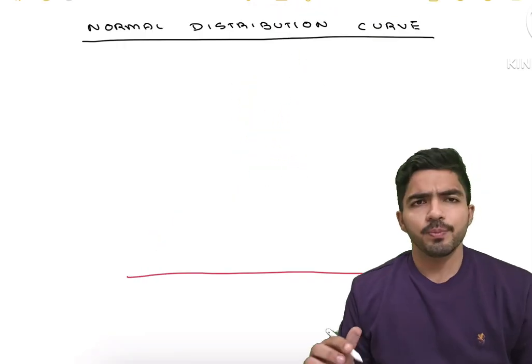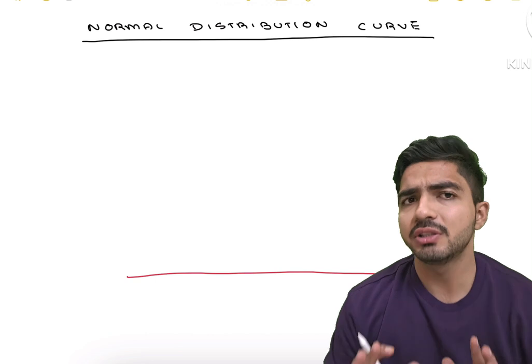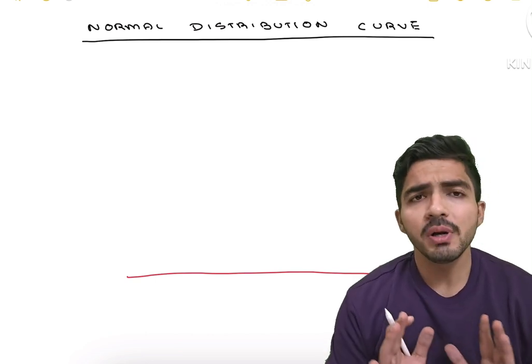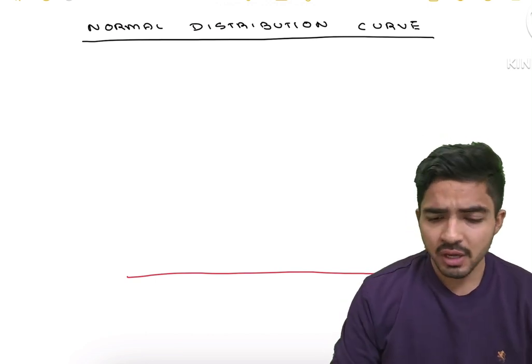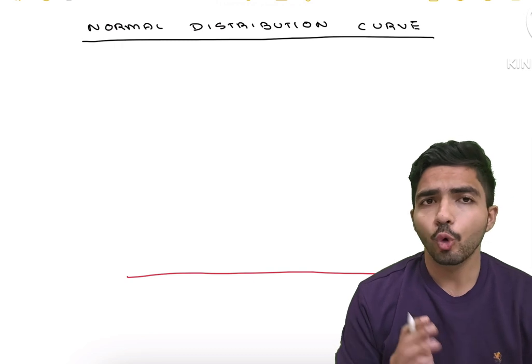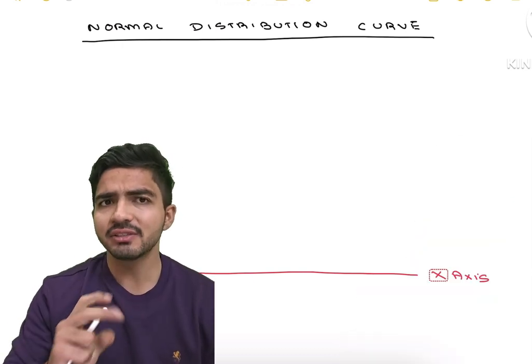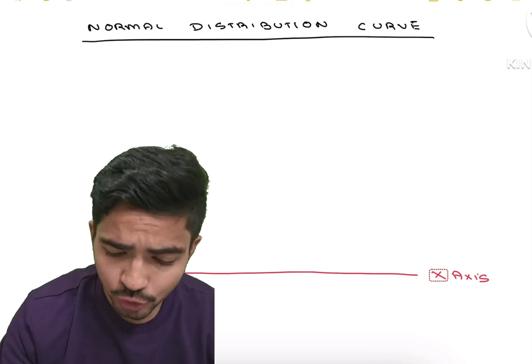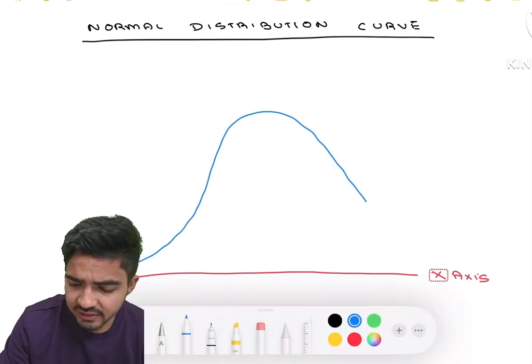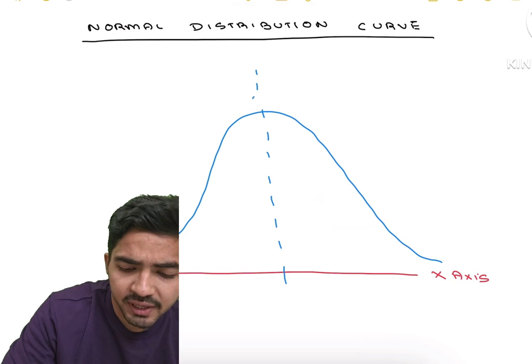So, today I will tell you about the normal distribution curve. Follow me step by step. The normal distribution curve is also known as the Gaussian curve. It has two axes, the x axis and the y axis. As you can see, this is the x axis and this is the y axis.